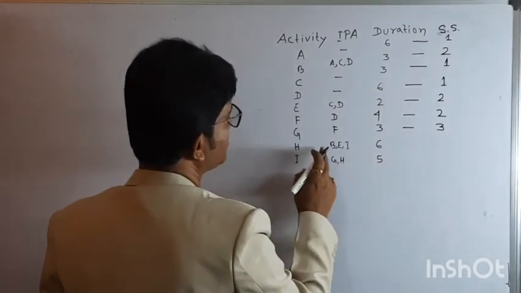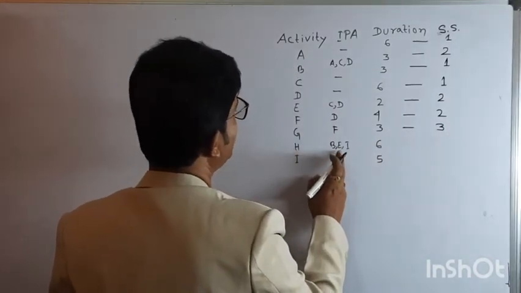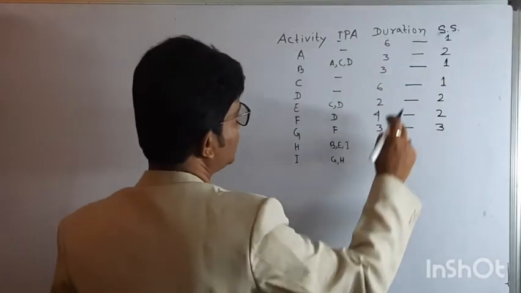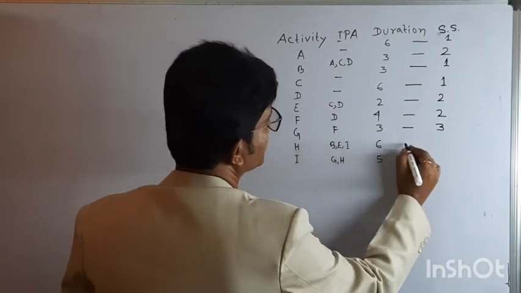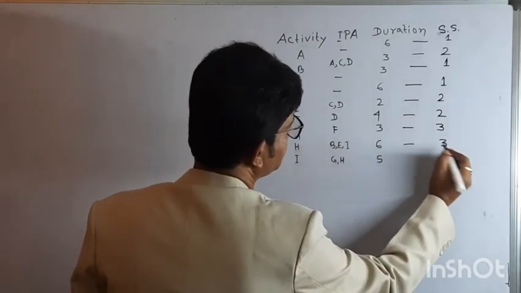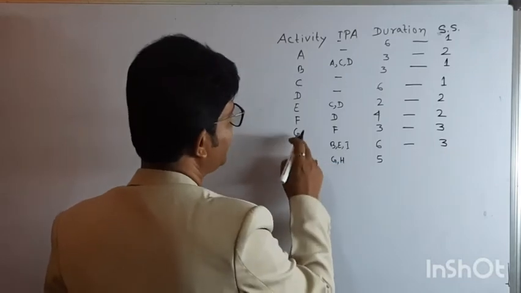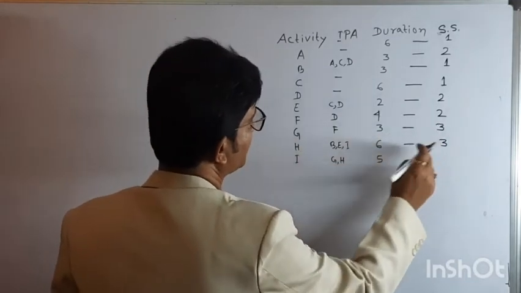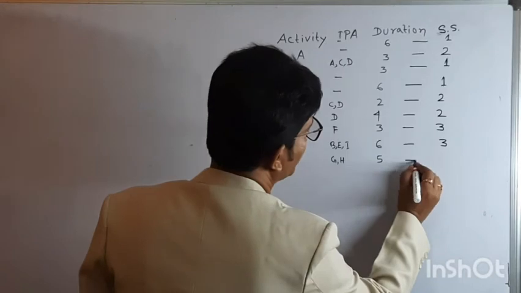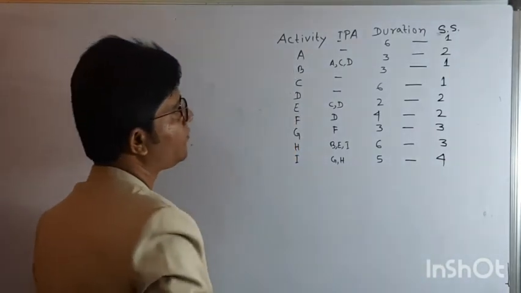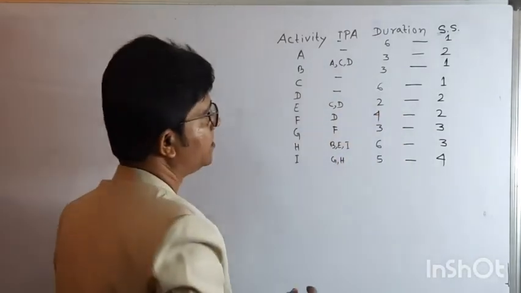Now H is dependent on B and E, which both have sequence step number 2, so H will have sequence step number 3. And I is dependent on G and H, which both have sequence step number 3, so I will have sequence step number 4. In this way you first have to find the sequence step numbers.